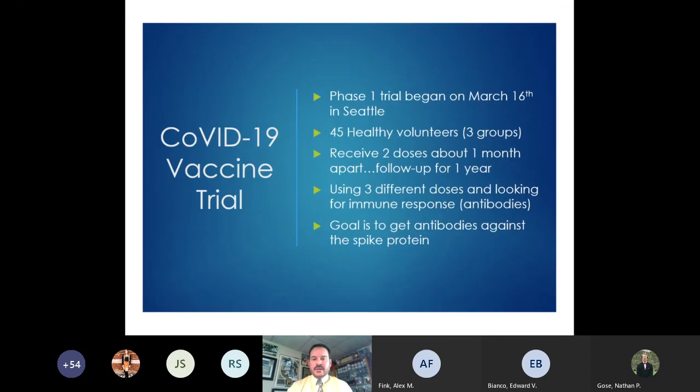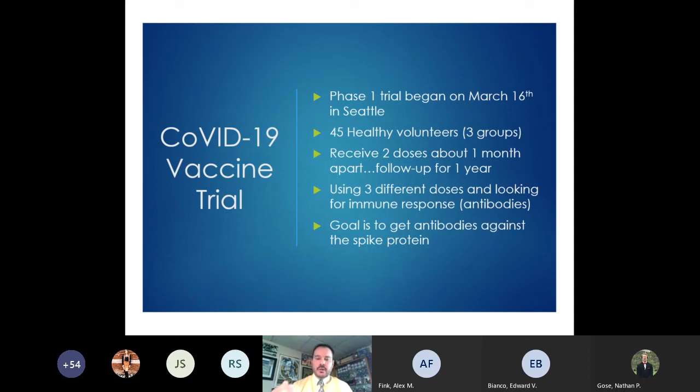All right. I just threw this in here to make sure you were aware there is a vaccine trial for COVID-19, for SARS-CoV-2. It just started in Seattle. They're recruiting 45 healthy people. They're going to break them up into 3 groups. They're going to give each group 2 doses of the vaccine, and they're going to use 3 different concentrations, 3 different levels, or 3 different doses, looking for an immune response. So ultimately, at the end of this, they're looking for an immune response across those 3 groups.